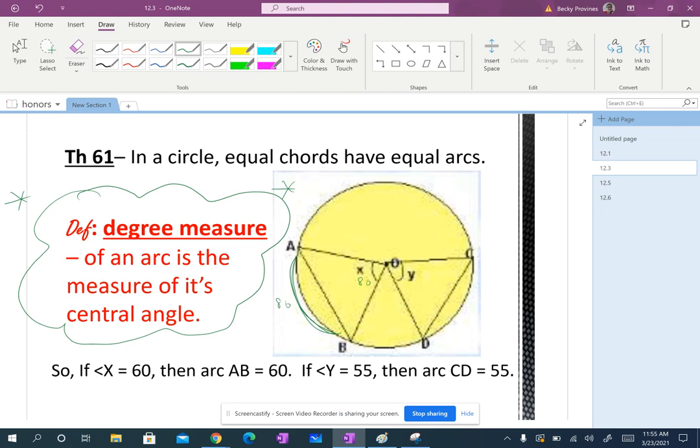Okay, so let's go back up to Theorem 61. In a circle, equal chords have equal arcs. Okay, so this is a chord and this is a chord.